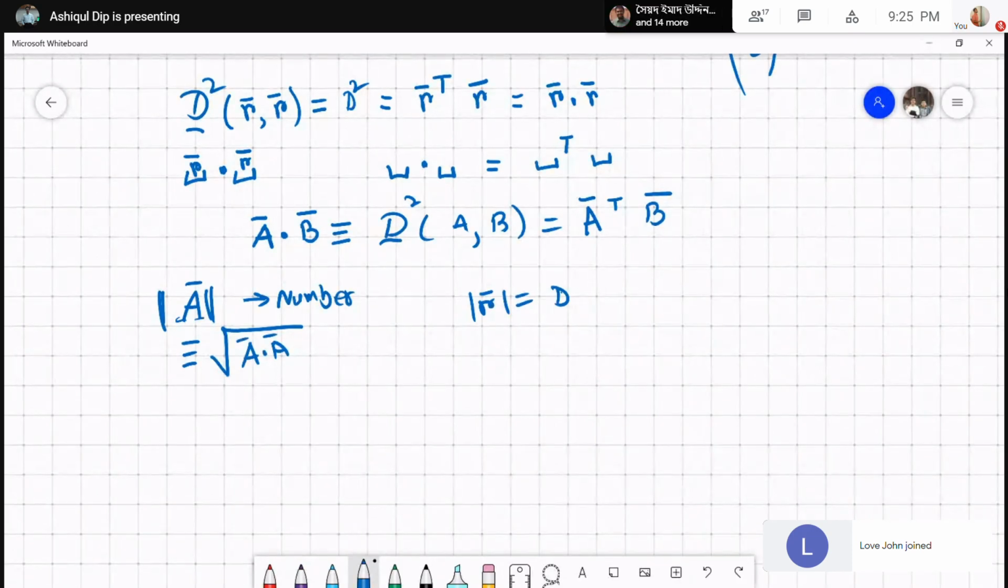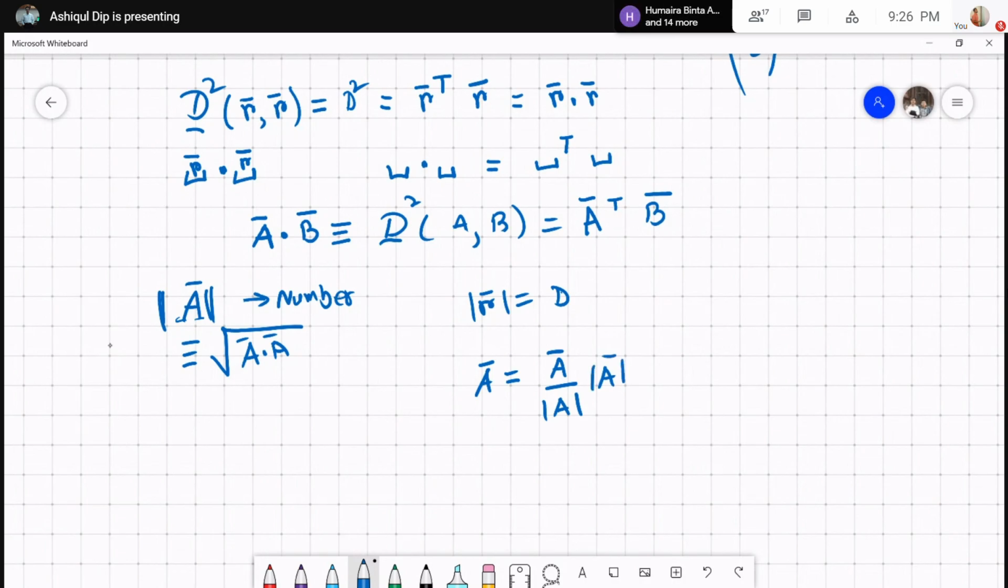Okay, so it gives rise to the concept of a magnitude or norm of a vector. As we have a norm, we can normalize things. Normalize means we can divide by the norm, right? So for any vector A, we can write this vector A, divide it by its norm and multiply by its norm, right? This thing is a number, and this thing is still a vector.